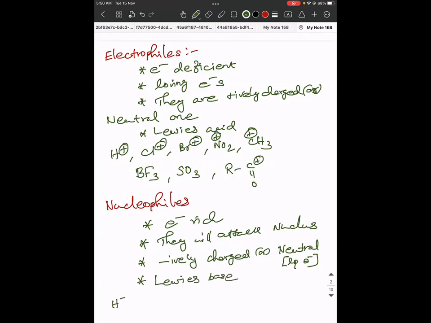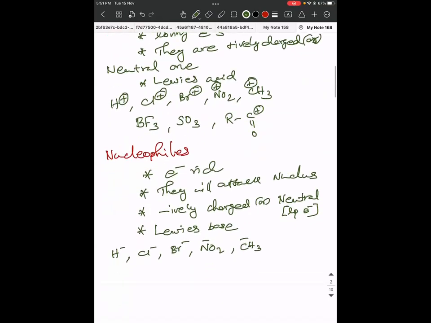So H minus, Cl minus, Br minus, NO2 minus, CH3 minus. Whatever I wrote positive before, here I am writing negative. CN minus, COO minus, then R minus, or C triple bond C minus, SH minus.